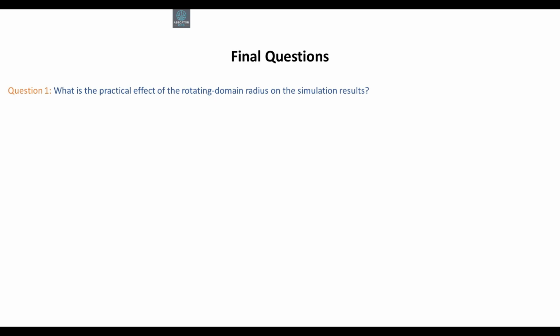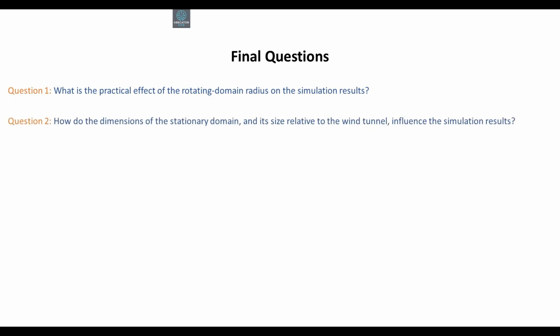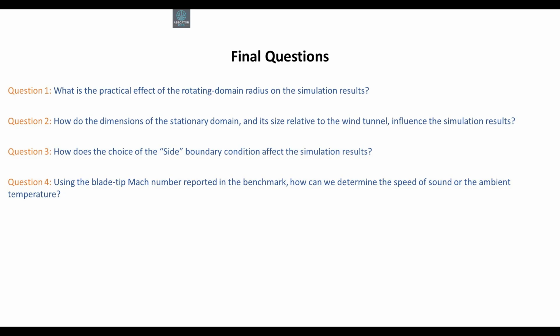Question 1. What is the practical effect of the rotating domain radius on the simulation results? Question 2. How do the dimensions of the stationary domain and its size relative to the wind tunnel influence the simulation results? Question 3. How does the choice of the side boundary condition affect the simulation results? Question 4. Using the blade tip Mach number reported in the benchmark, how can we determine the speed of sound or the ambient temperature?